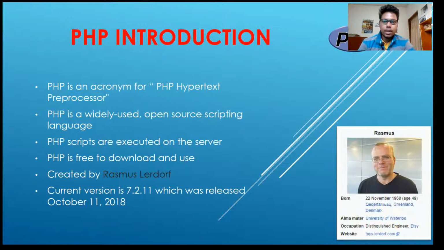This is Art of Coding, and today I will start a PHP series from scratch, and this is going to be a quick introduction about PHP. So PHP is an acronym for PHP Hypertext Preprocessor, and PHP is a widely used open source scripting language. PHP is free to download and use, and was created by Rasmus Lerdorf, and this is that guy who created PHP. The current version is about 7.2.11, which was released on October 11th of 2018.